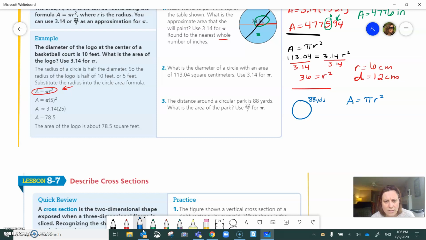What? The distance around a circular park. Oh my gosh, you know what? That's the circumference. The circumference is 88 yards. Oh boy. Okay, let's talk about this. So circumference is 2 pi r. We know that the C is 88.